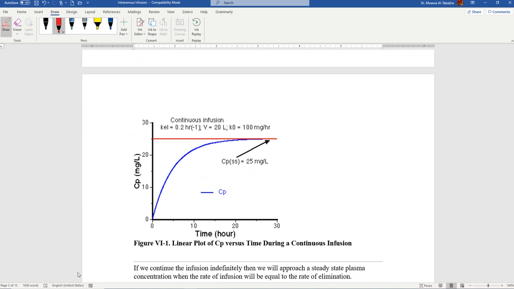Let's look at the following. What do you see here? You see time and concentration following IV infusion. This is a normal graph paper, 0, 10, 20, 30, and you will see that it takes a very long time to approach CPSS. Actually, you will not reach it exactly.